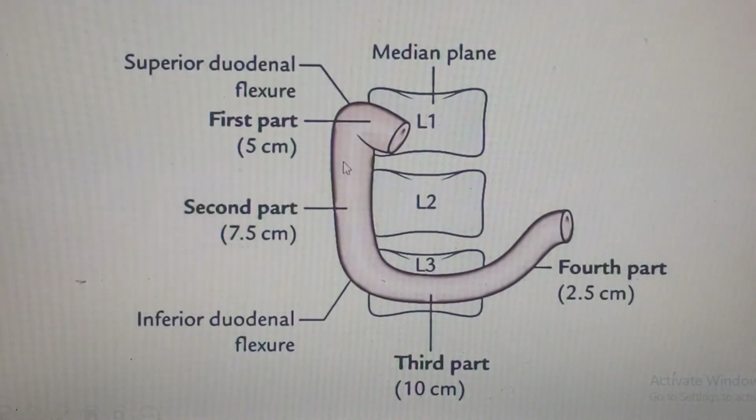Now what we are saying is that the second to fourth parts are retroperitoneal organs, and the first part, its initial portion, is an intraperitoneal organ. Just like anything which curves, there will be some flexures. Moving from the first part to the second part, it bends on itself, and that's why we have the superior duodenal flexure. Then moving from the second part to the third part, there will be a second flexure, which we call the inferior duodenal flexure. So that is what you have to know over here.